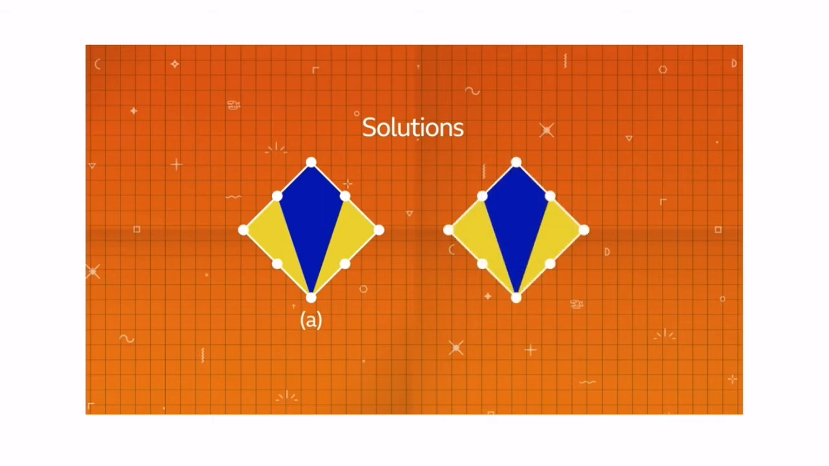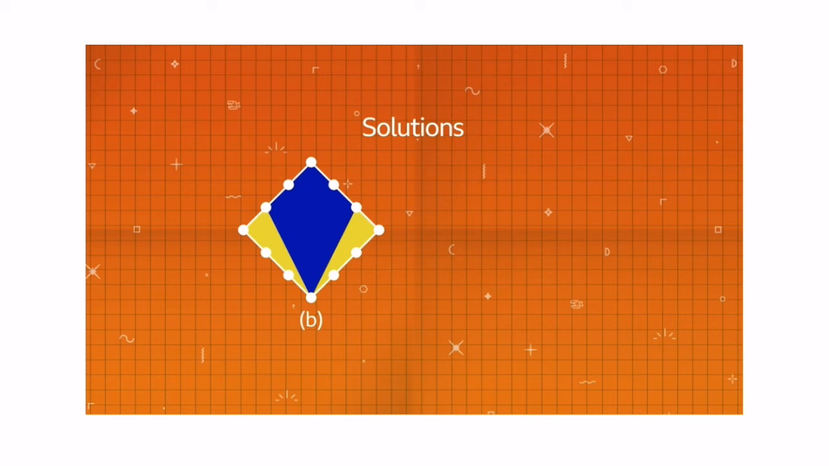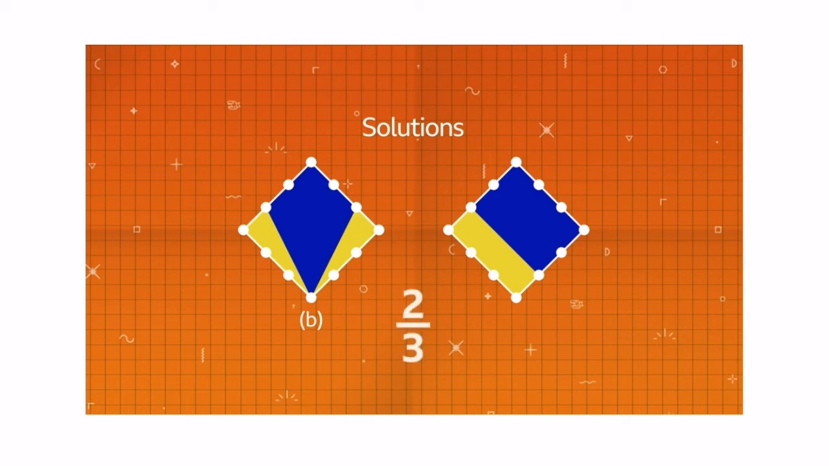If we flip one of the yellow triangles over and move it next to the other yellow triangle, we can see that they take up half of the square. So the blue area is also half. Next up is square B. We can do the same here too. By rearranging the yellow triangles, we can see they take up 1/3 of the square. The blue area is twice the size of the yellow area, which makes the answer 2/3.